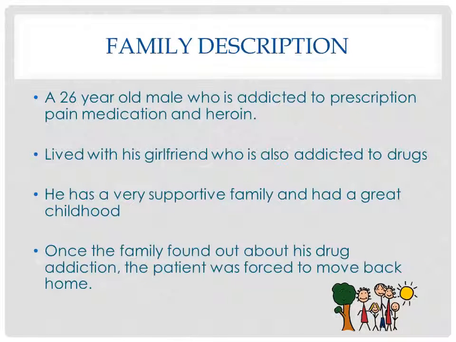Family description. So I chose to talk about a 26-year-old male who was addicted to prescription pain meds and heroin. He lived with his girlfriend, who also was addicted to drugs. He has a very supportive family and had a great childhood. Grew up very normal, I guess you could say, and was the first one of his family to become addicted to drugs. Once the family found out about his drug addiction, the patient was forced to move back home. His parents had to move back in, get away from his girlfriend, and they helped enroll him into counseling and different programs to help him overcome this addiction.